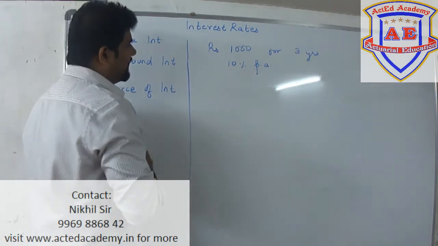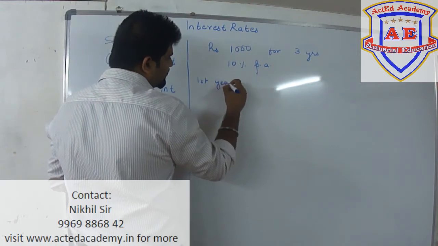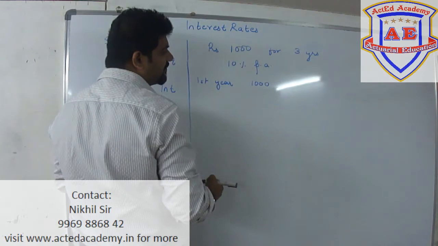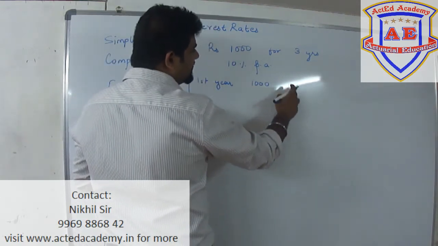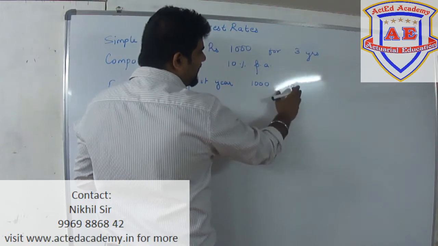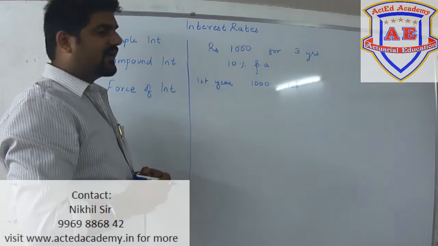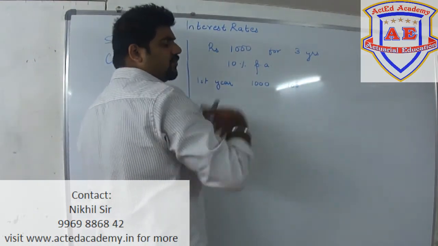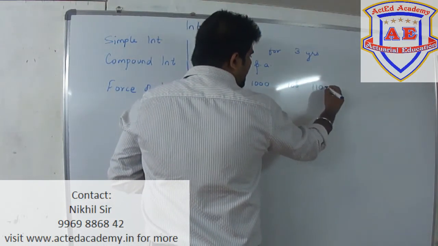Now what will happen? Let's have a look at this. In the first year, he has invested a capital of 1,000. Interest is being charged at 10%. That means 10% of 1,000. I can directly say my interest is going to be 100 rupees. Correct? So my accumulated value after the end of the first year will be 1,100.